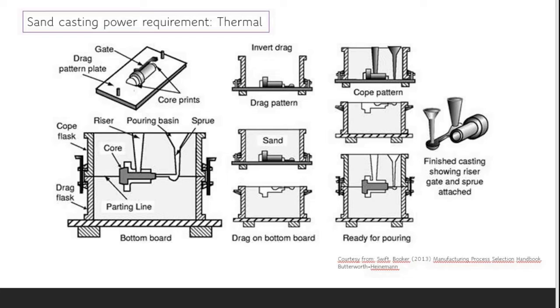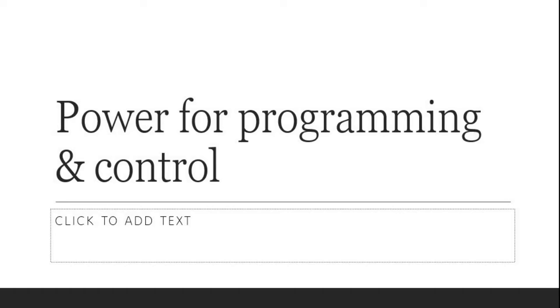In addition to manufacturing process itself, power is also required for material handling, such as loading and unloading, as well as transport between workstations. So beyond the needs for power for processes, additional power is also required for automation.